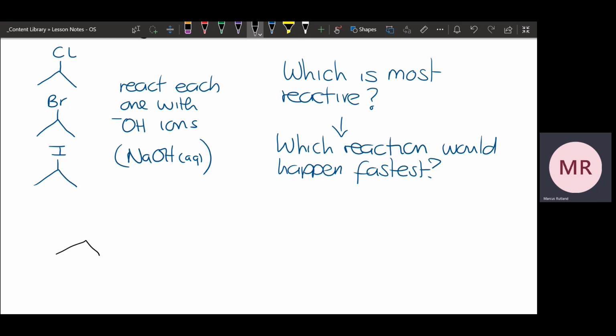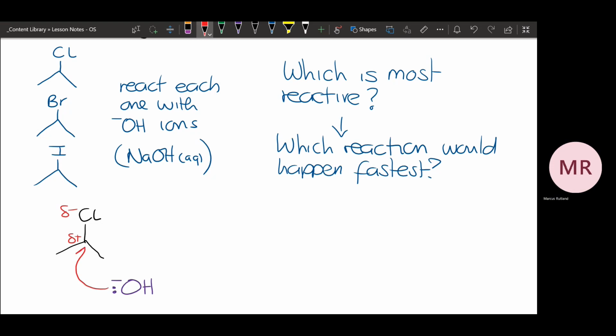So if I remind you of the mechanism, I'll take the top one. You've got the haloalkane, it's got the delta plus carbon and the delta minus halogen, and then if we attack it with a hydroxide ion with its negative charge and lone pair of electrons, we get the arrow from the lone pair of electrons to the positively charged carbon, and then the existing C-Cl bond breaks with the electrons being pulled onto the chlorine. So what is it that drives this reaction? What is it that could make it more or less reactive?